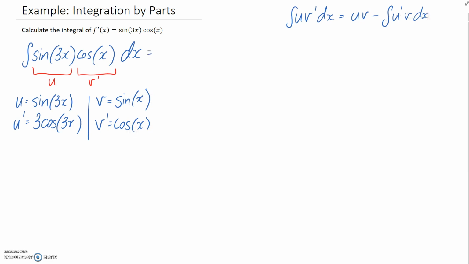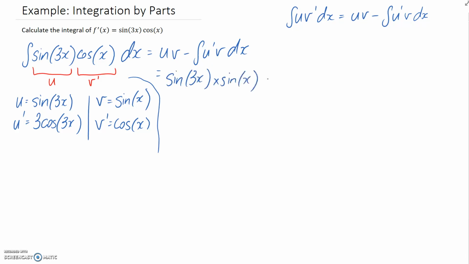Alright, so now let's write out this part of the equation, uv minus the integral of u dash v dx, and let's substitute in with what we've pre-worked out. So u is equal to sine of 3x, v is equal to sine x, and then we need to take away the integral of 3 cos of 3x multiplied by v, which is sine of x, and then dx.